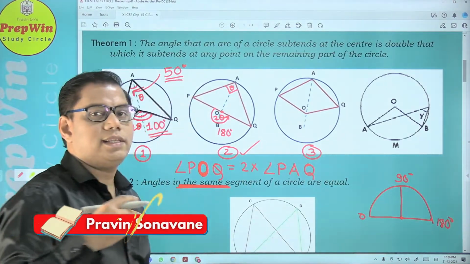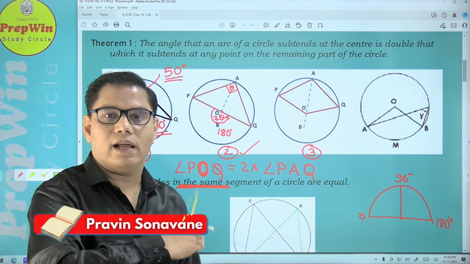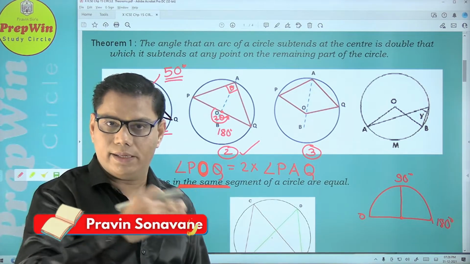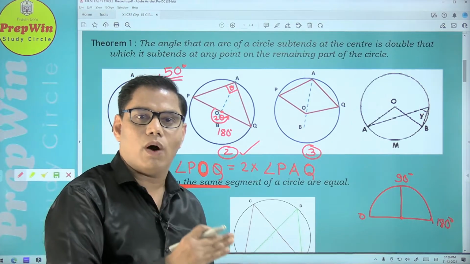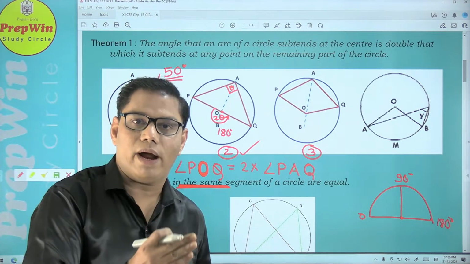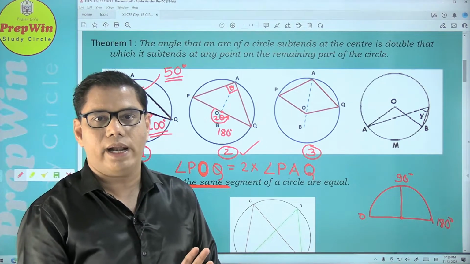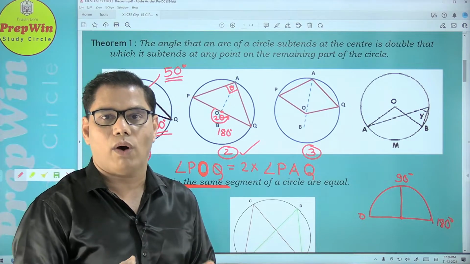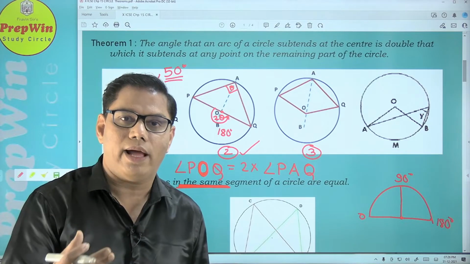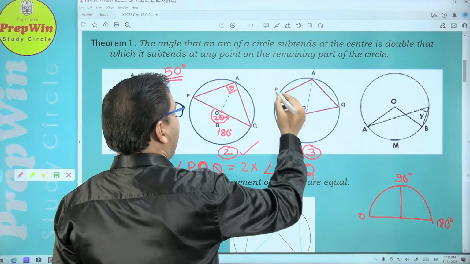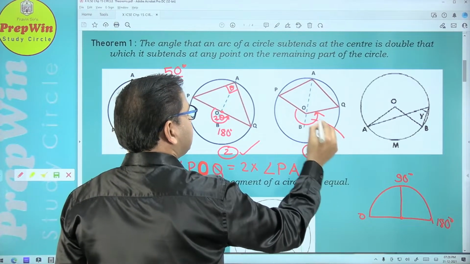Do you know what the angle which is more than 180 degree is called? Generally we have an angle between 0 degree and 180 degree. An angle equal to 90 degree is a right angle. An angle smaller than 90 degree, between 0 and 90 degree, is the acute angle. An angle between 90 degree and 180 degree is called the obtuse angle. But what is the angle which is more than 180 degree called? It is called a reflex angle. Very good. This angle is a reflex angle.